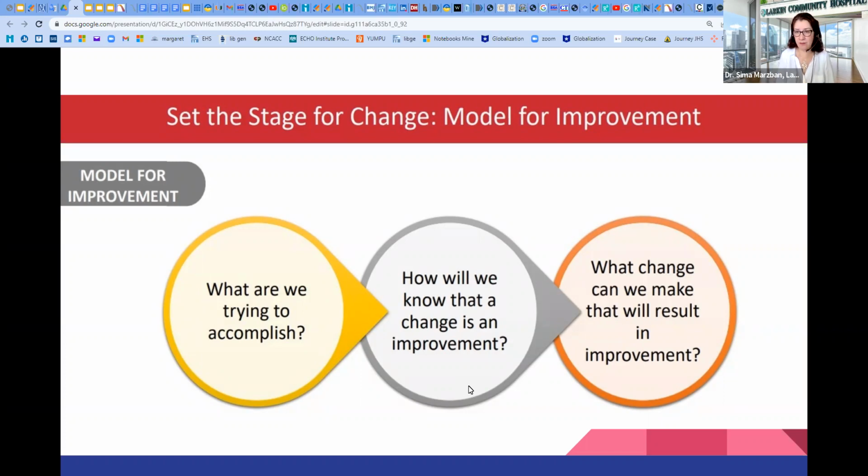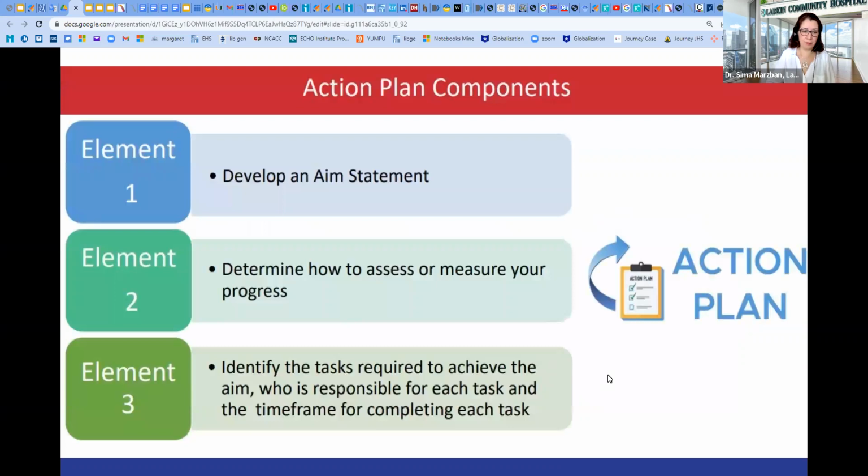This is a very important question. I always ask residents who are bringing an idea for a quality improvement project: how do you prove that this solution works? What change can we make that will result in improvement? So precisely defining and describing the solution, the intervention, is very important to consider in quality improvement projects.